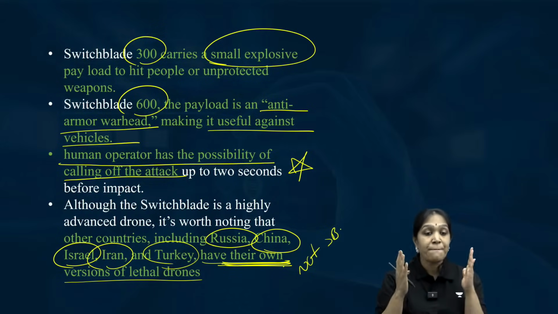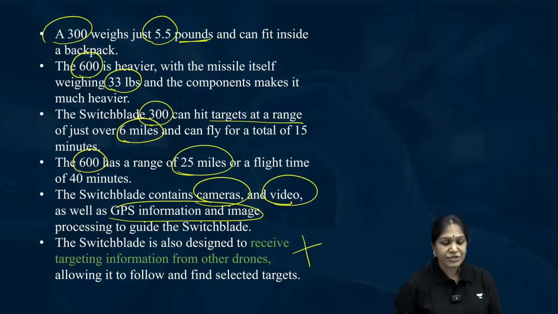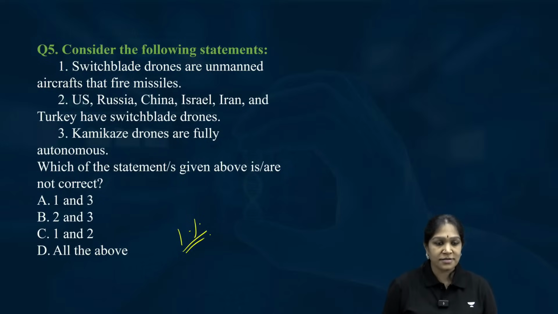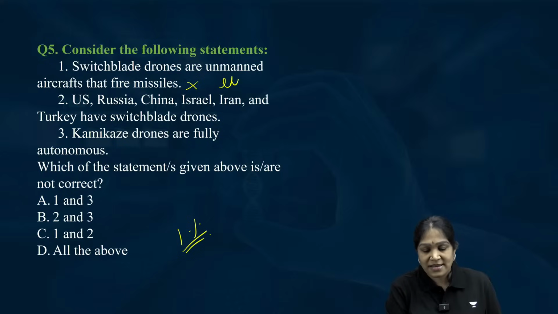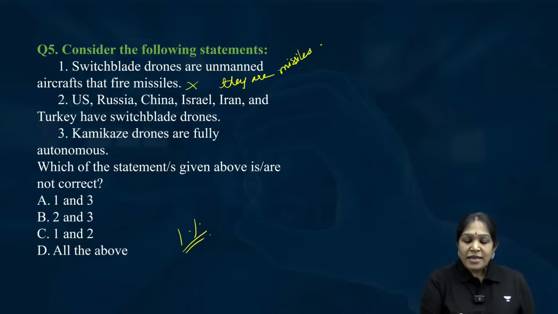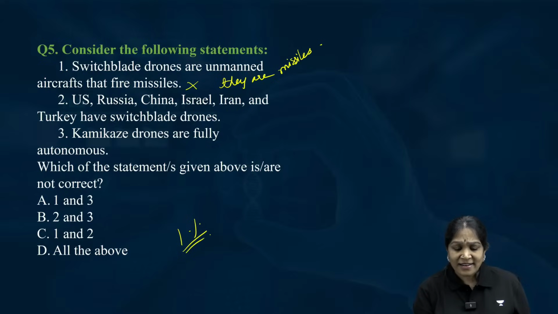You are ready, empowered to solve this question. Switchblade drones are unmanned aircraft that fire missiles? No, they are missiles. They don't have to fire a missile. Next. US, Russia, China, Israel, Iran, Turkey have Switchblade drones? No, they don't have Dolo 650. They have Crocin maybe, but not Switchblade.